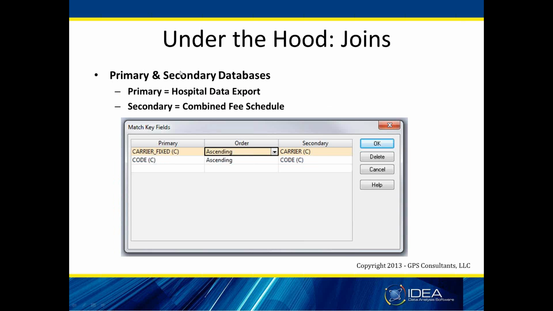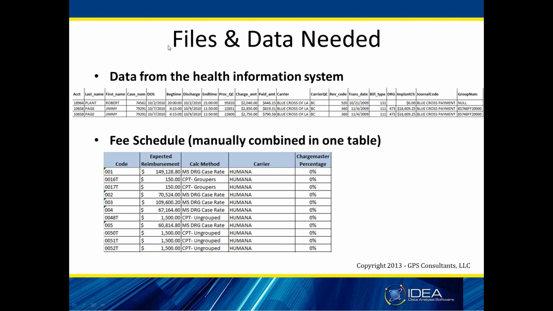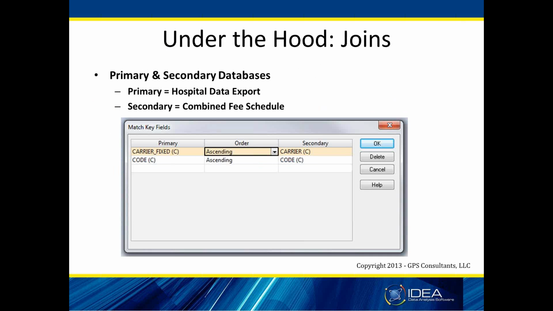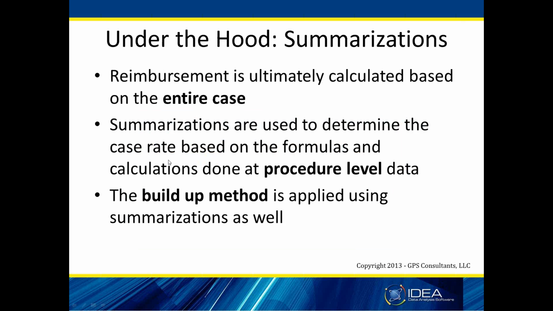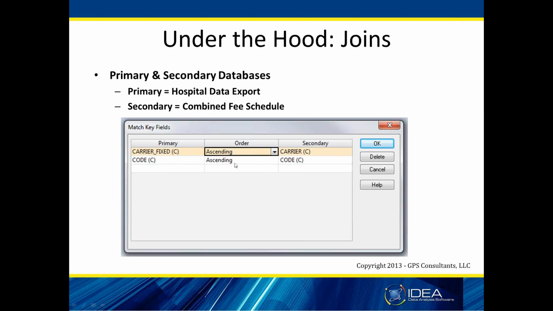So again, real quick on the join. We get these two data sets and we do a join. The primary database would be that hospital data that we exported from our health information system. And the secondary data set would be the combined fee schedule. What we would do is just do a join on the carrier, maybe a carrier ID, and then the code would be the CPT code, or DRG code.